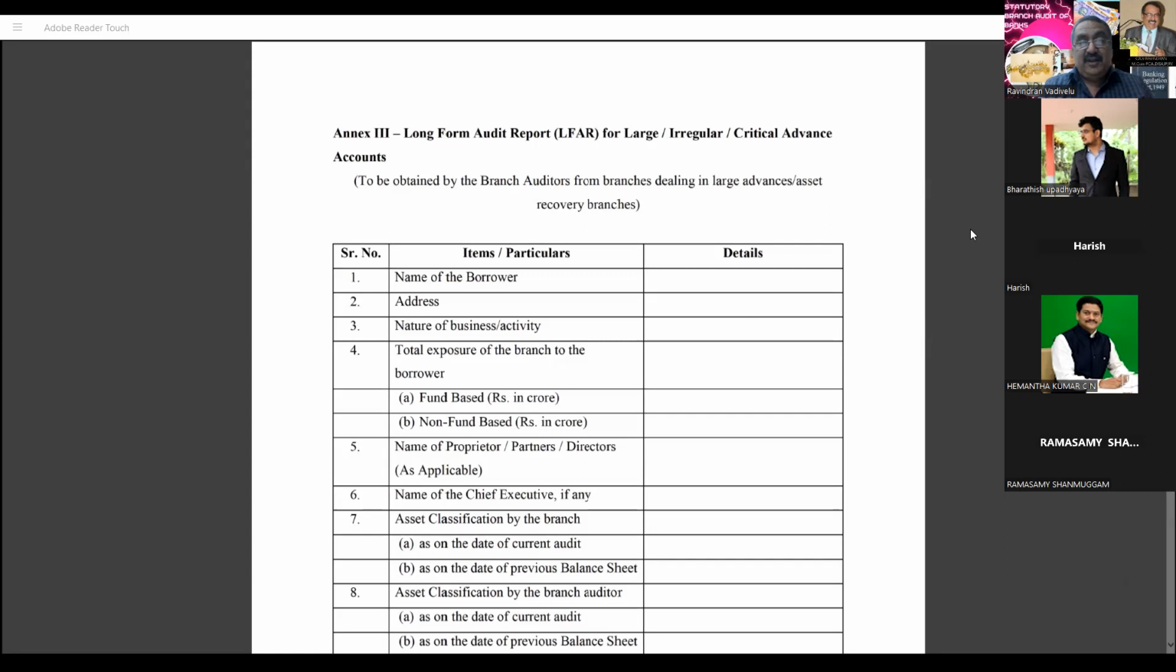Jitendra sir, I think you will drive the car back to your home. Yeah, I'll go home and join.